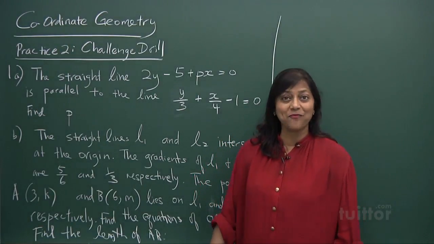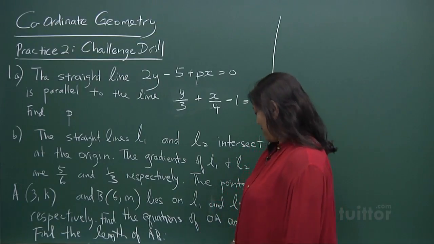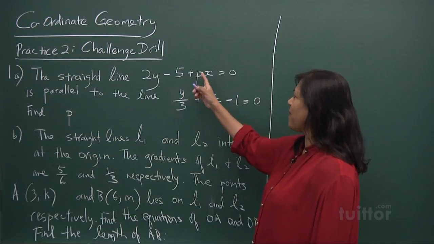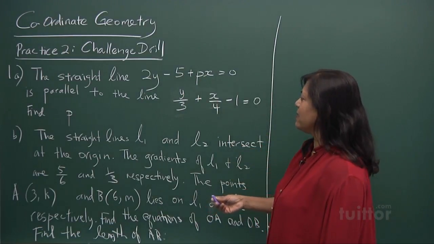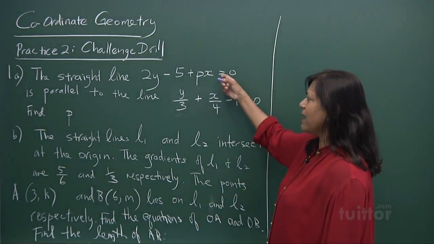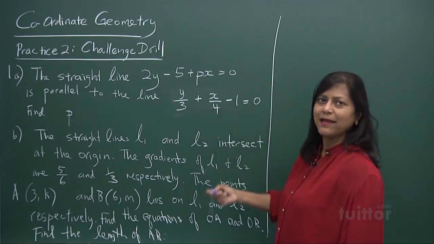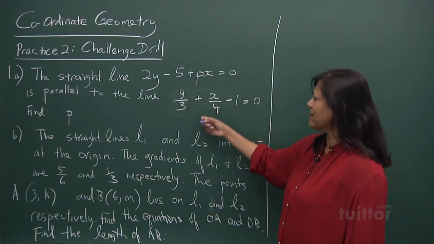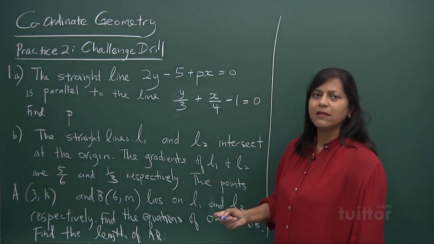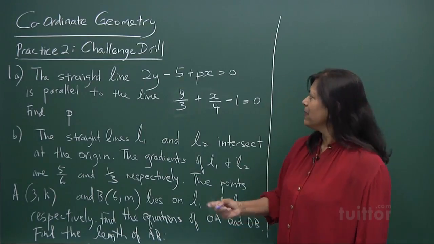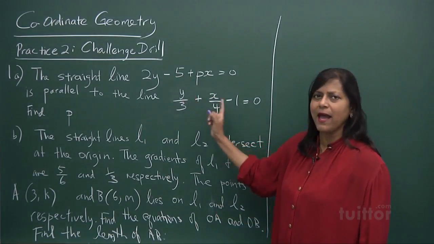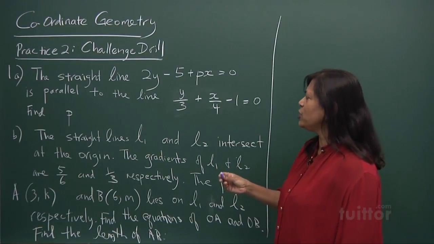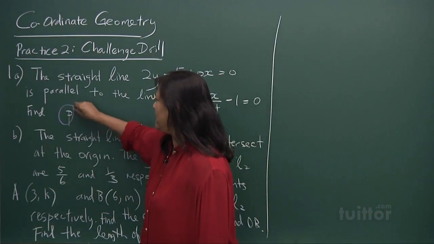Alright, let's look at the first sum. The straight line 2y minus 5 plus px is equal to 0. This line is parallel to this line. A line is always straight, right? So they say this line and this line are parallel. They want the value of p. You see, both of them have a y and an x, a relationship between y and x. What do we do to find the p?